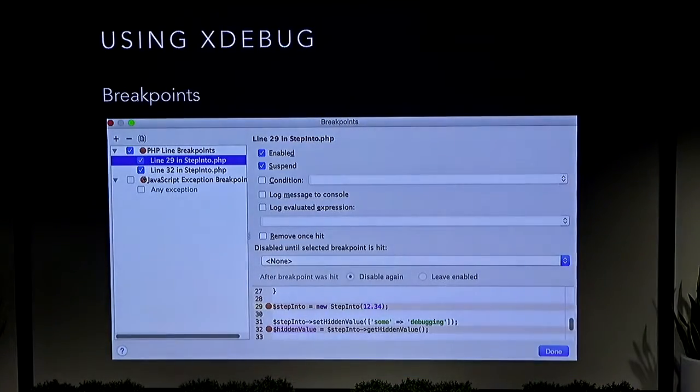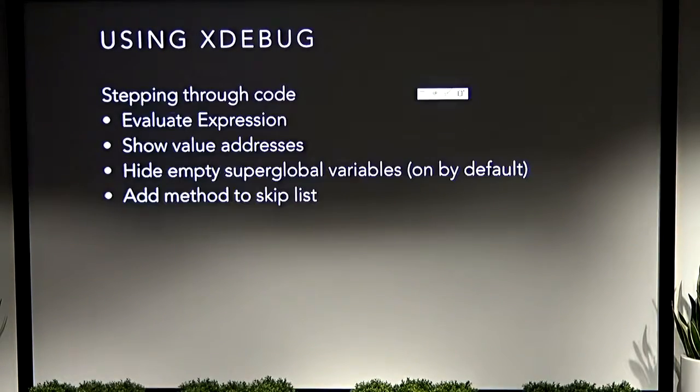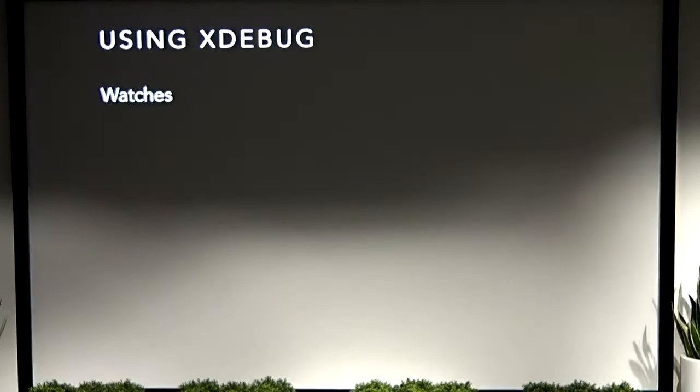All right, so we're on the breakpoints already. Step into the code. We went through all those. And again, evaluate expressions. Use the console to run expressions, run commands, and interact with the code. By default, you hide the super global variables. You can add methods to skip lists. So if you want a method to always be skipped, you can add it to a skip list, and it'll just get skipped, which is helpful for things that get called all the time.